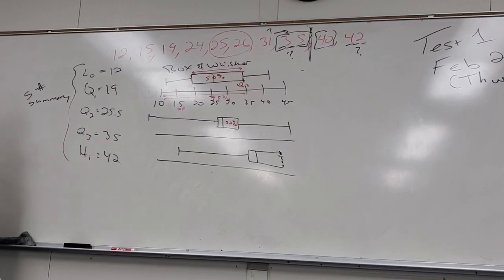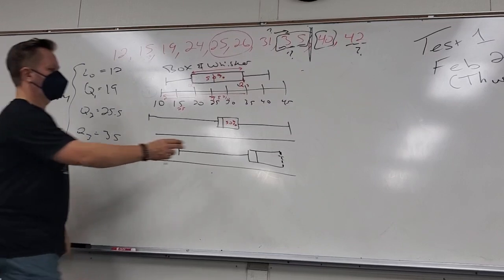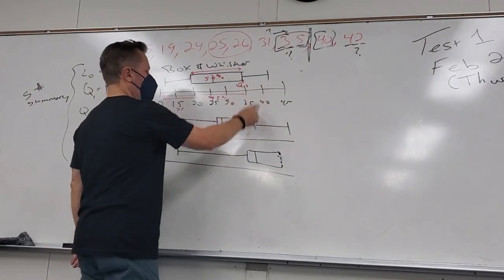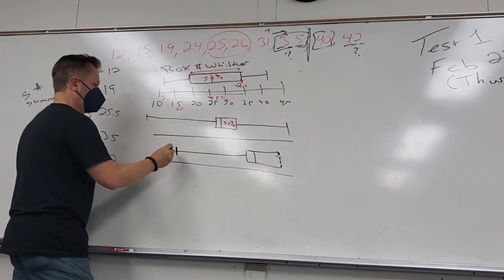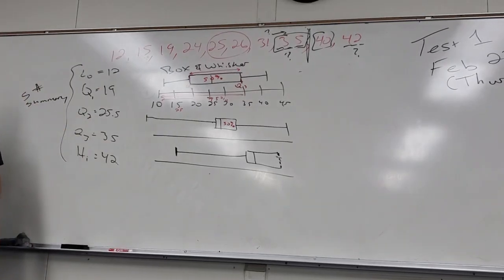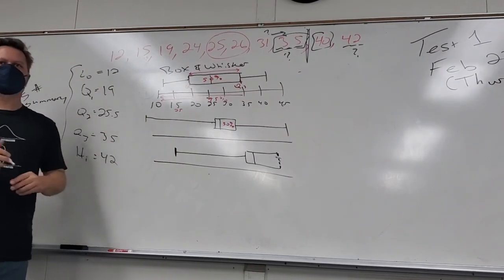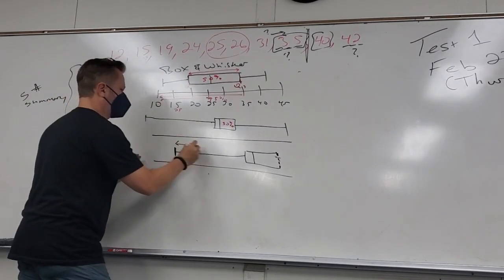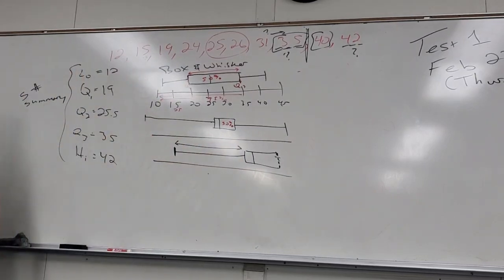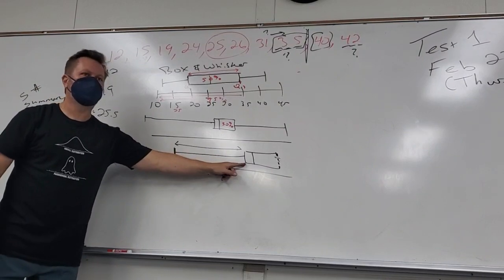Now, obviously, which class did better? 1, 2, or 3? 3 did better. 50% of the people got these great grades, and then there's one guy down here. Or maybe there's more people. You just don't know. Well, what percent of the people scored in here? 25%. Is that cool? Because that's the low, and that's Q1.